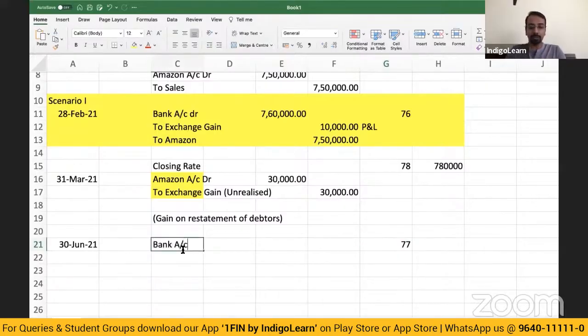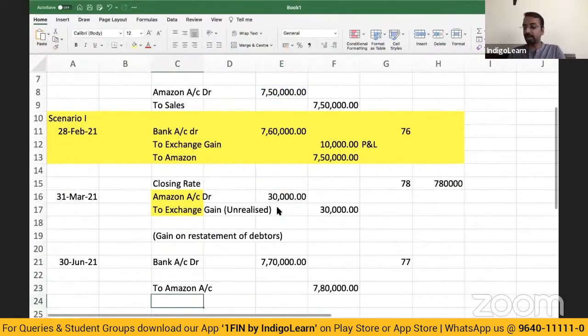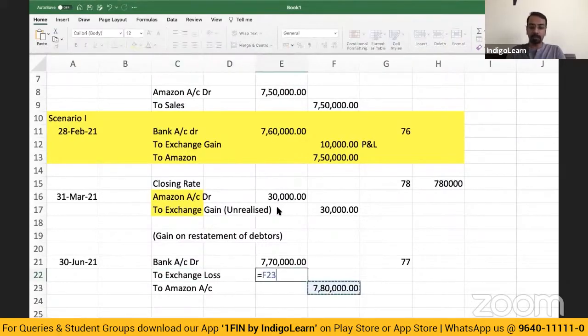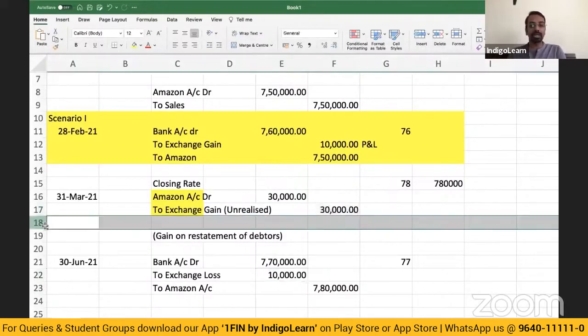Now the entry would be bank account debit. You would get 77 multiplied by 10,000, that is 7,70,000. To Amazon account. How much is the Amazon account standing at? Initially we had booked at 750. Now we added 30 to this, it became 780. And to exchange loss of 10,000, right? So net 30,000 of gain and 10,000 of loss. Net gain is 20,000, but 30,000 will be recognized in the financial year ending 31st March of 21. This is scenario 2.